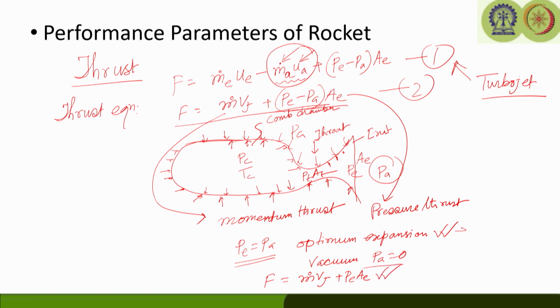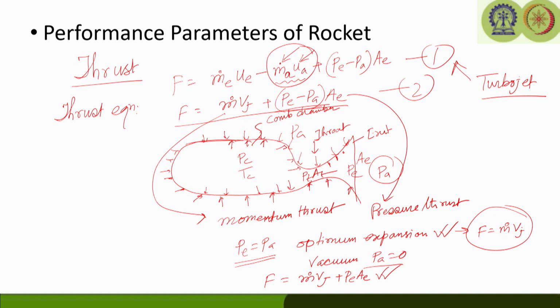For optimum expansion, we can simply say P equal to Pa. So, our thrust equation will become m dot Vj. On many occasions, we are going to follow this optimum expansion case where P is exactly equal to Pa. So, there will be no pressure thrust present. We can simply write F equal to m dot into Vj.